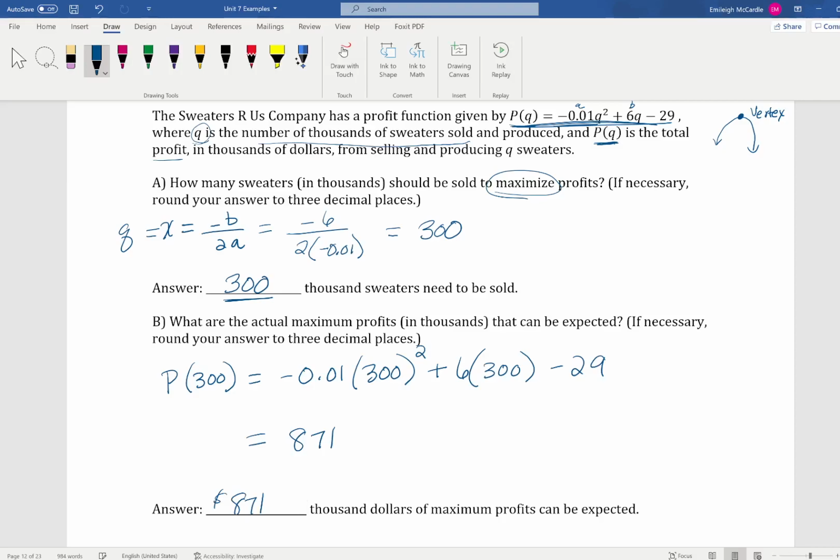Okay? And that's it. So I think the most important thing here is, again, recognizing that this is a maximum. And again, maximum is telling you vertex. And then making sure that you're putting the right answers in the right places. If you're wanting to know how many items, that's generally your X value. If you want to know your profit, that's generally plugging in to find the Y value. And that's it.